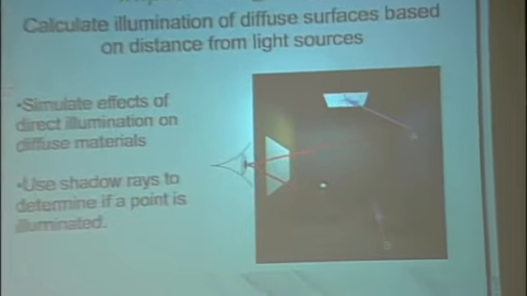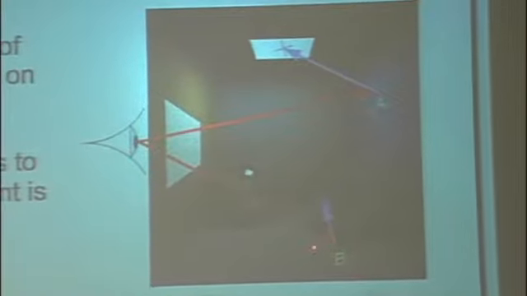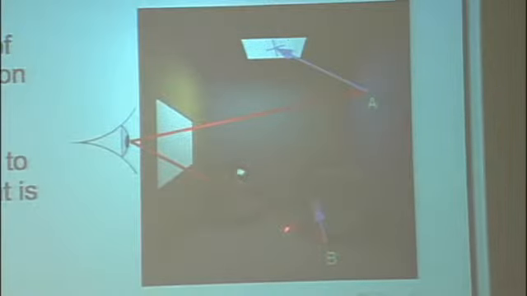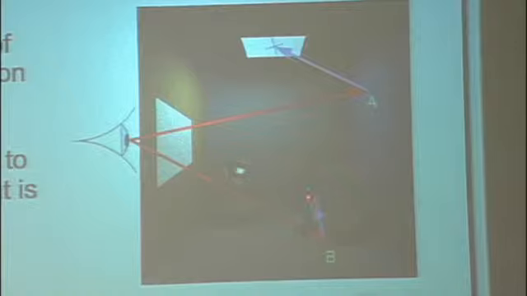And then you do shadows the same way, except at point B here, the ray that bounces from the ground hits this ball, and so point B is in the shade.